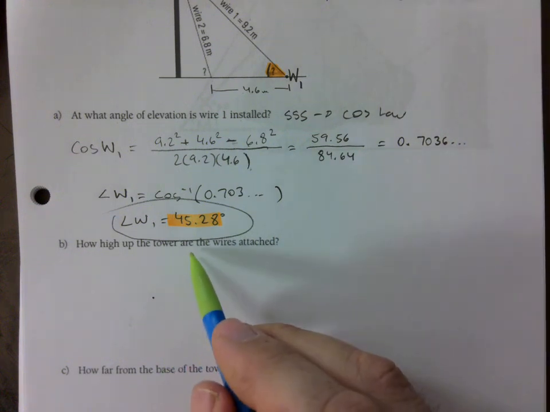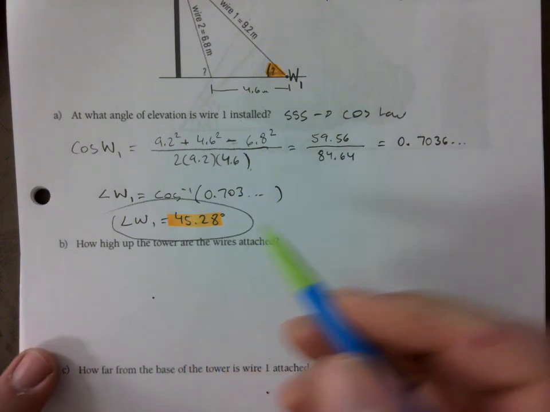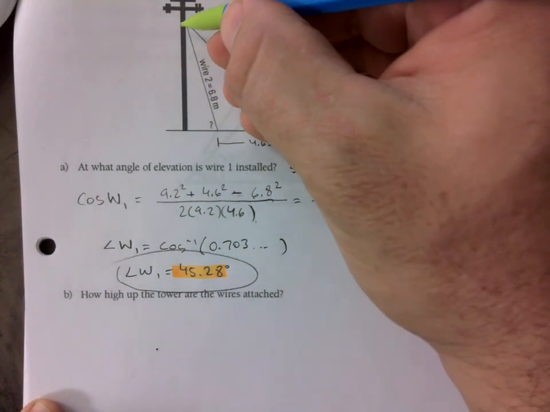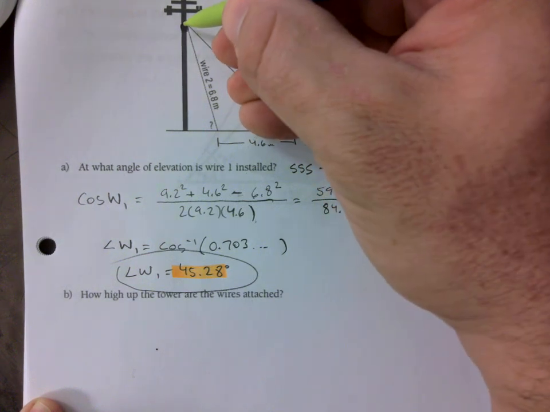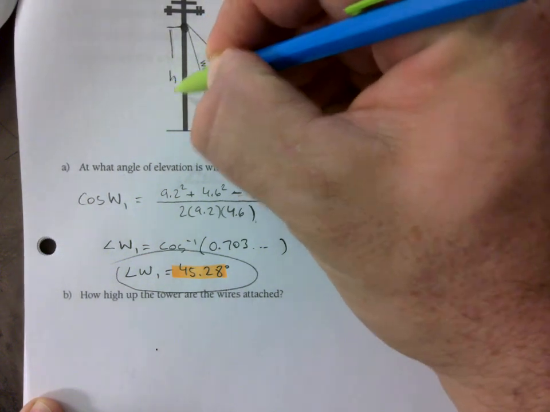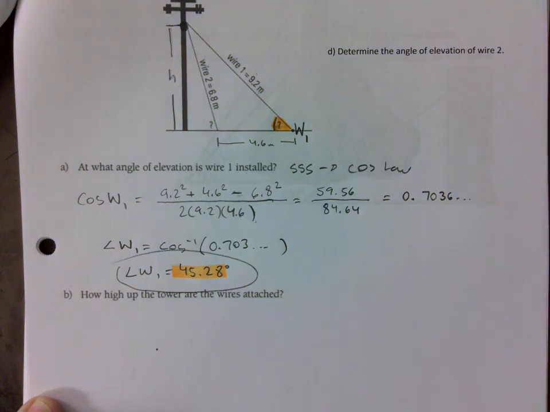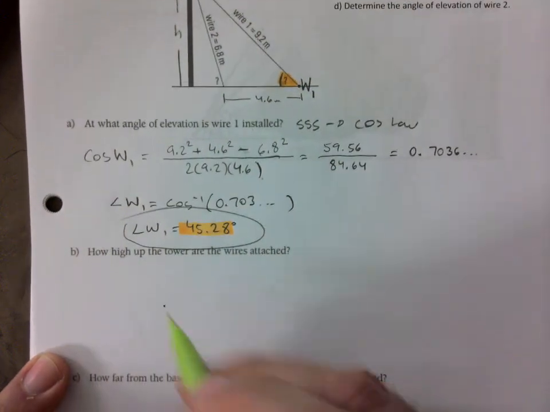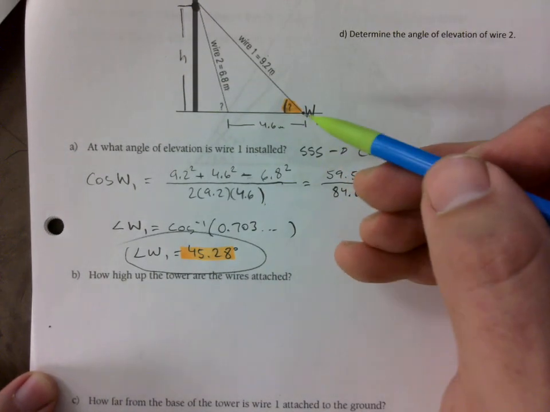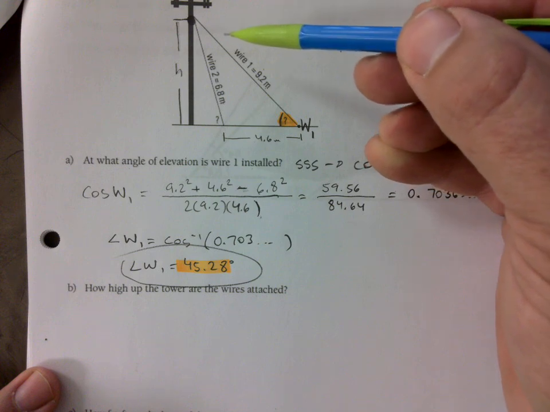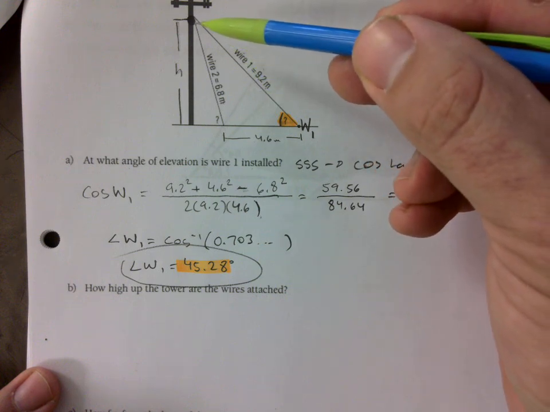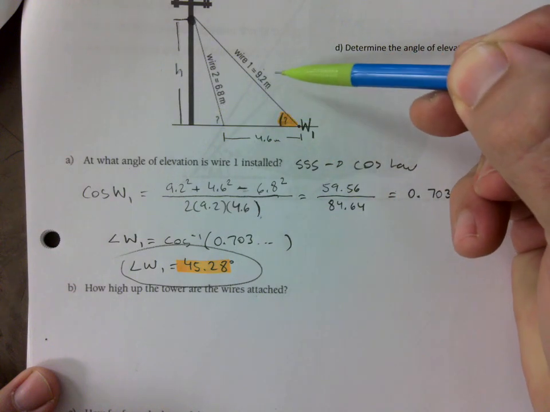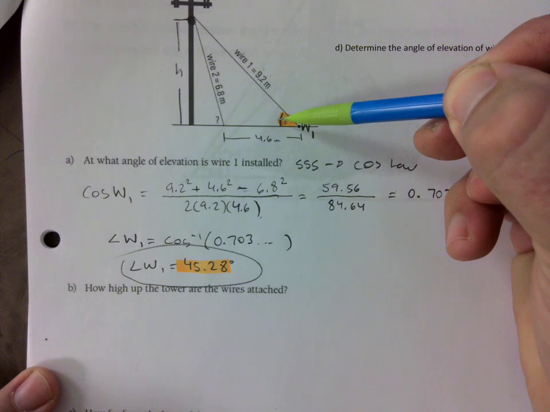How high up the tower are the wires attached? So we want to know essentially the height of the triangle here. Mr. Erickson, there's more than one triangle. What are you talking about? Yeah, sorry. This is what we're after. Not the height of the tower, it's the height at which they're attached. So can we do this? Absolutely. Watch this. You've got this diagonal that is touching the pole, and so we've got this big right triangle and we've got the angle here. So this diagonal times sine of this angle right here.